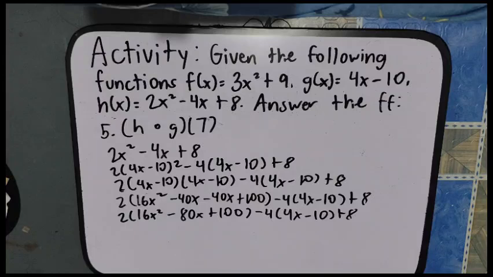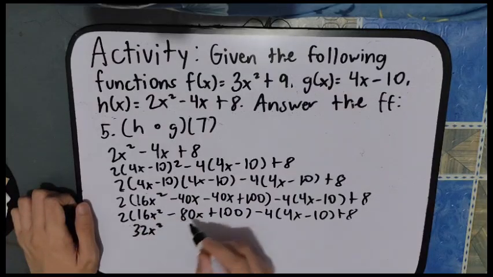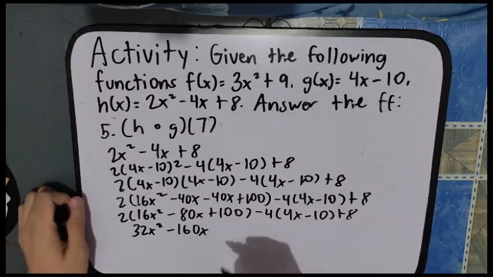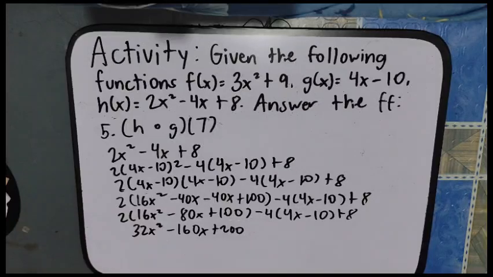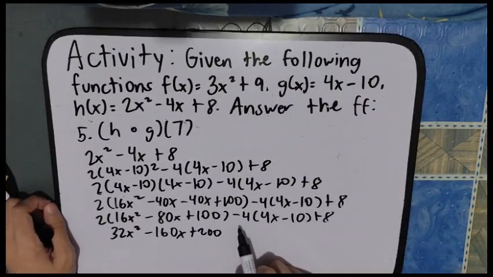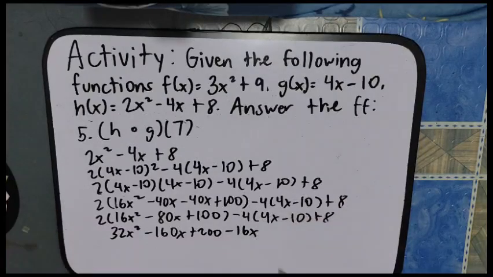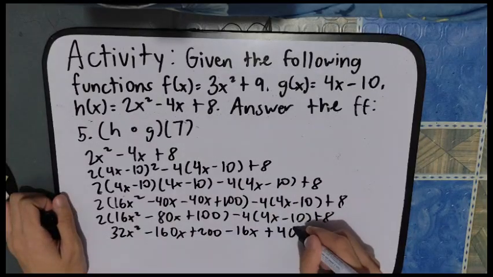Then we're going to distribute. Multiply 2 with 16x squared, negative 80x and 100, and then negative 4 with 4x and negative 10. So 2 times 16, we have 32x squared. 2 times negative 80x, we have negative 160x. Then 2 times 100, we have positive 200. Here, we have negative 4 times 4x, we have negative 16x. And then negative 4 times negative 10, we have positive 40. Then copy it.